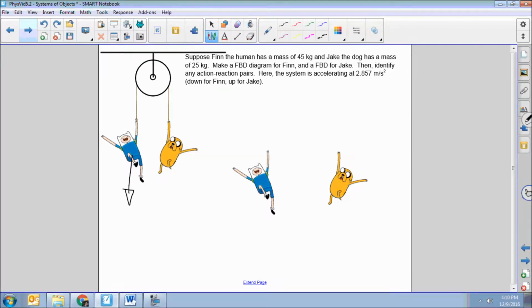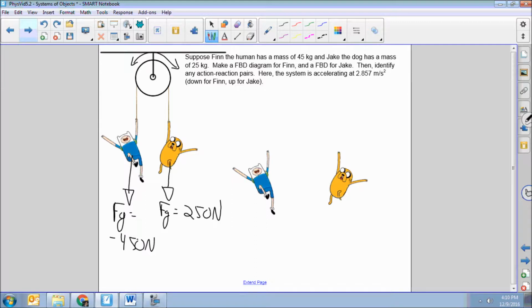Gravity is pulling Finn this way with a force of negative 450 newtons. And it's pulling Jake with a force of 250 newtons, right? I guess technically it's negative. I'll talk about that negative sign in a second. So the idea is this rope runs over a pulley, so they're either going to go this way or that way. All right?